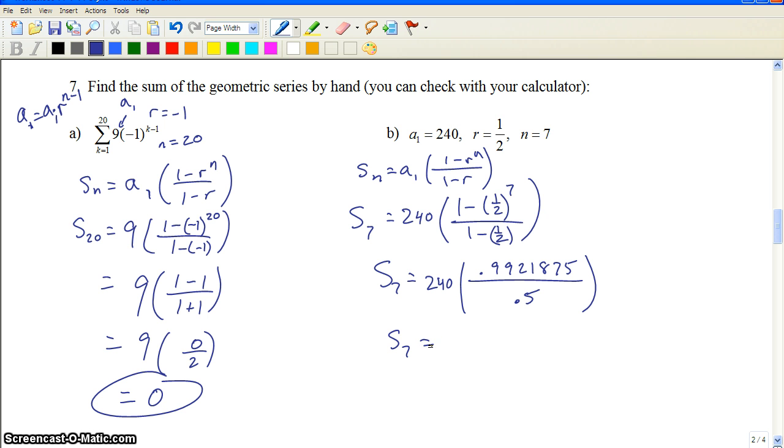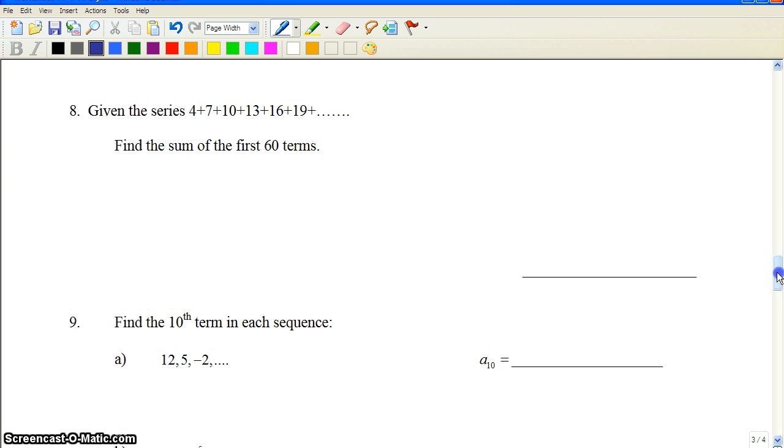S sub 7, or the sum of the first 7 terms, is 476.25. On to the next one.